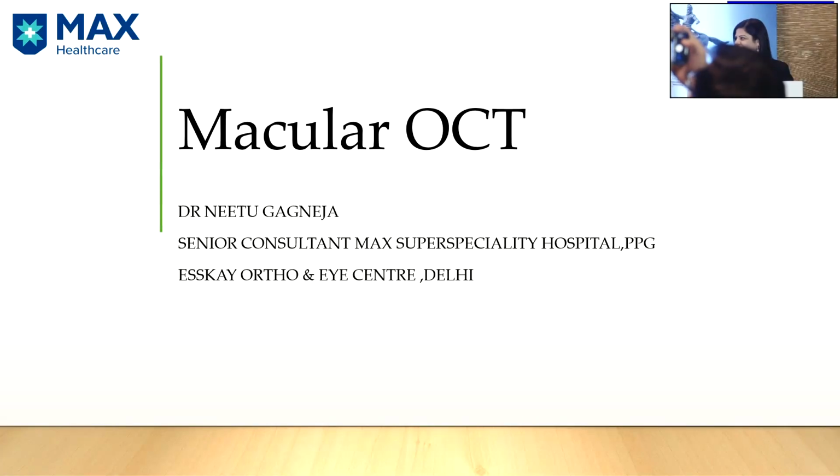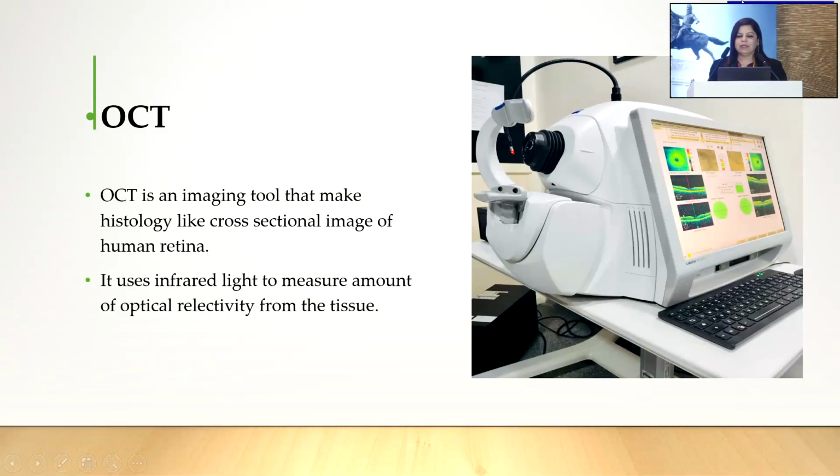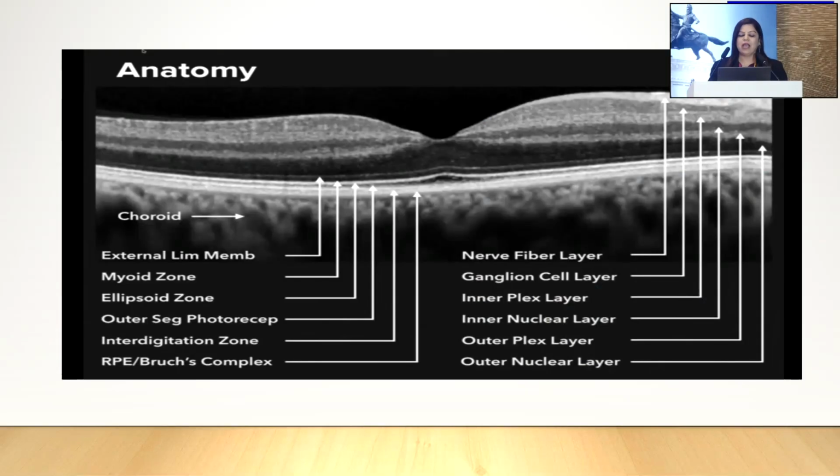Can I start? This is a very basic presentation on the interpretation of the macular OCT. OCT is an imaging tool everyone knows, and it gives cross-sectional images of the human retina. This is the most commonly used machine, the Series 500. And these are the various layers which we see on the OCT.